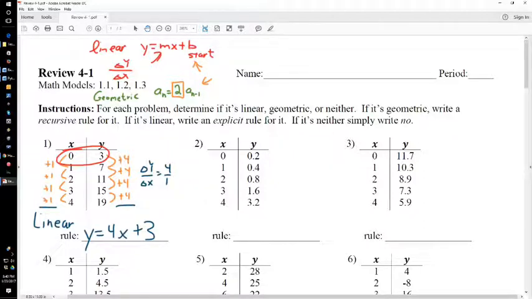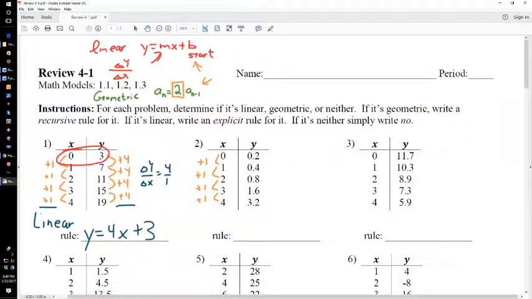Okay? Number 2, same idea. This one, you're adding 1, adding 1, adding 1, adding 1. And this one we're adding 0.2, then we're adding 0.4, which I can already tell you this one's adding 0.8. This is adding 1.6. So they're different. So this is obviously not linear. So let's try and see if it is geometric.